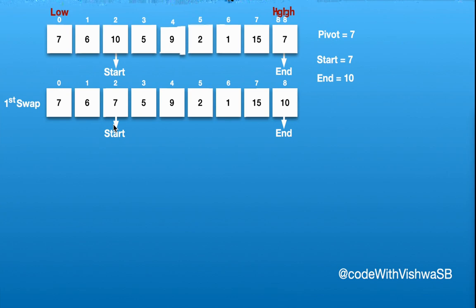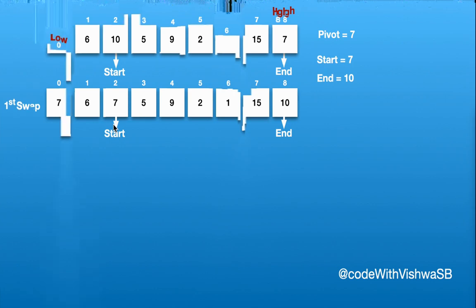Now, coming to this. End is pointing to 10. So, end is greater than pivot. End is 10 and pivot is 7. So, 10 is greater than 7. Yes. Hence, decrement end by 1. Now, end is pointing to 15. Again, check the same condition. End is greater than pivot, that means 15 is greater than 7. Yes. Then again decrement the end by 1.